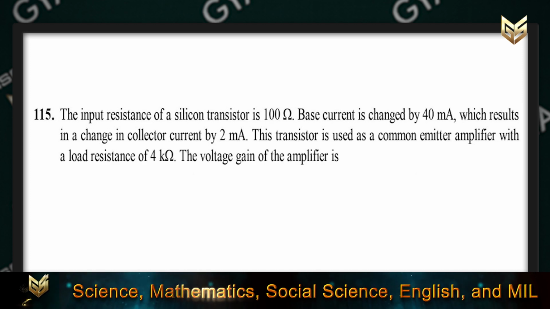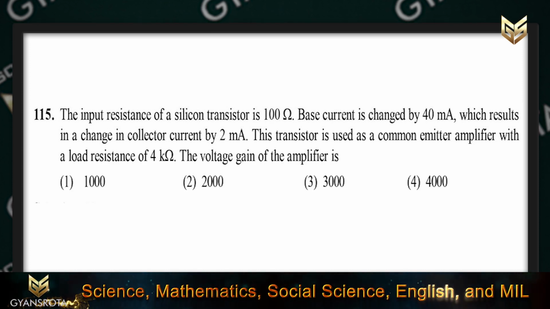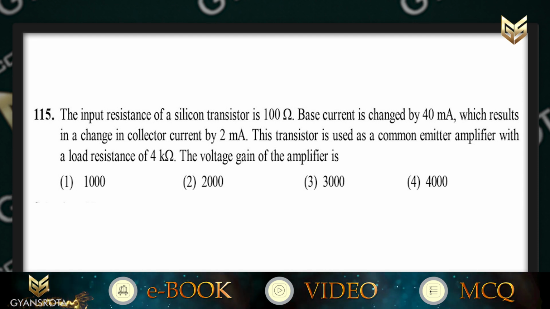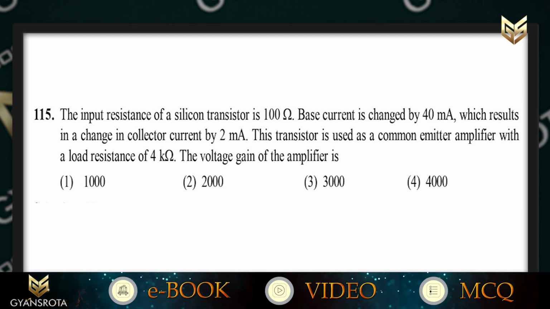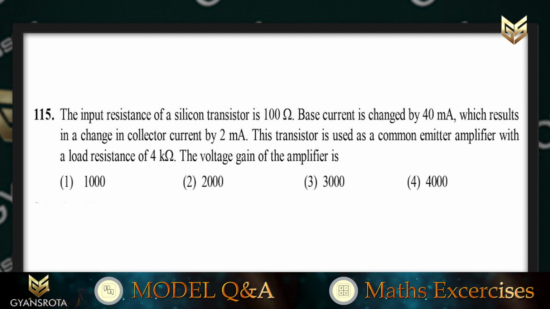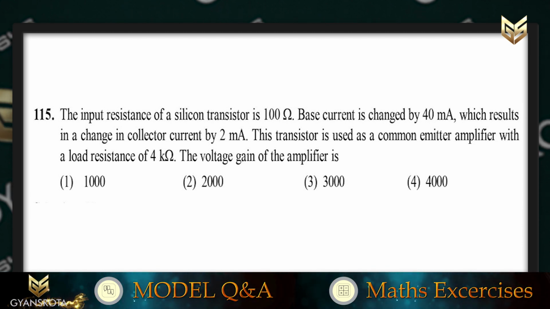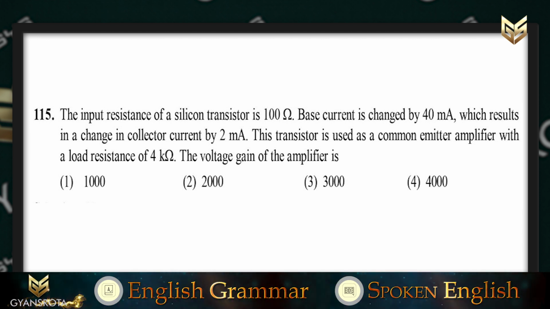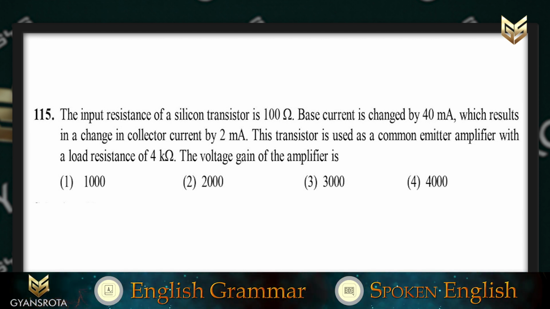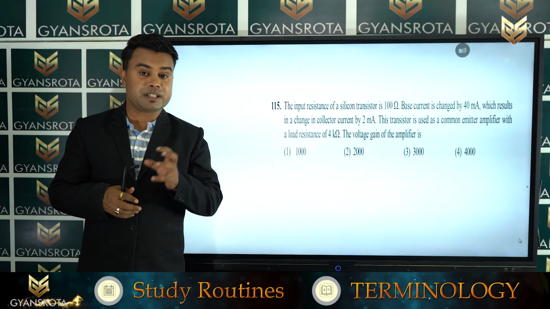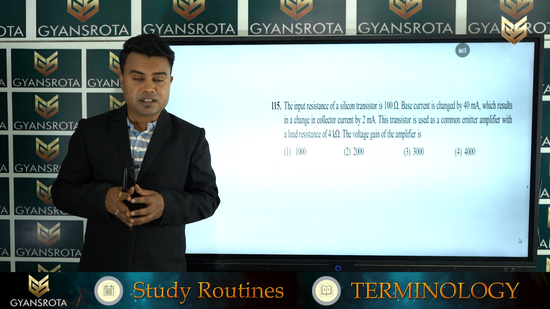The input resistance of a silicon transistor is 100 ohm. Base current is changed by 40 microampere, which results in the change in collector current by 2 milliampere. This transistor is used as a common emitter amplifier with a load resistance of 4 kilo ohm, that is the output resistance. The voltage gain of the amplifier will be how much? Fine. My dear students, this question came from the chapter semiconductor physics, topic transistor.